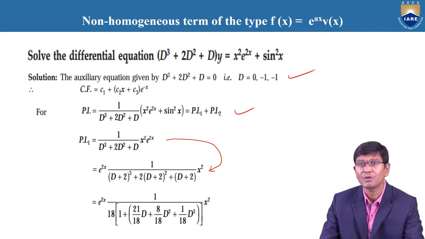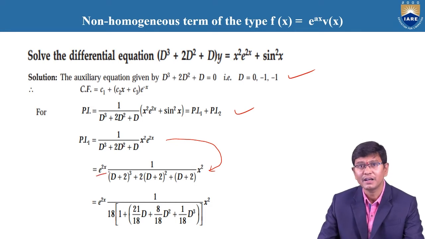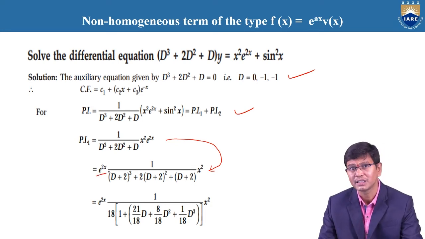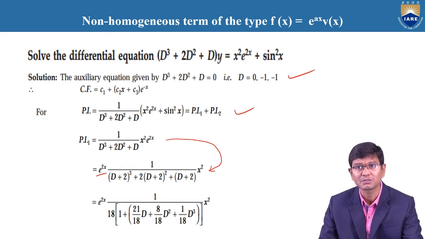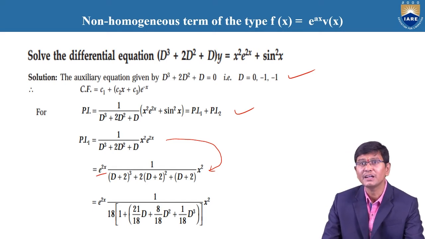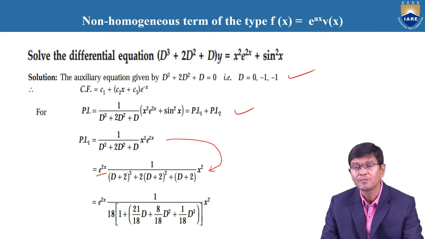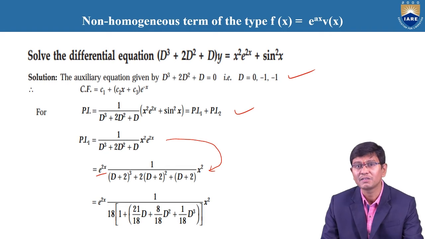Therefore, before taking out common e power 2x, in the denominator you need to replace d with d plus a. Therefore, 1 by d plus 2 whole cube plus 2 into d plus 2 whole square plus d plus 2 into x square. By using the cubic expansion, square expansion and the single term, after simplification the equation is clearly obtained. That is one of the steps.